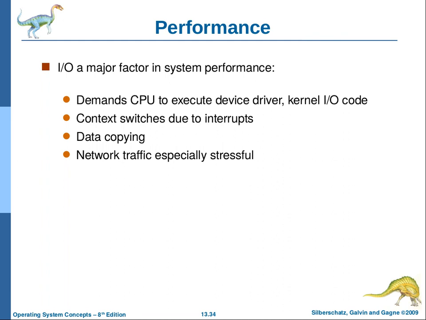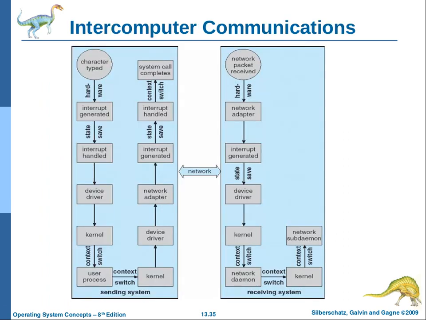As always, I/O is a major factor in system performance. Remember, disks are really slow, so we need to figure out the best way to keep performance up. Also, context switches are very slow, so don't forget that. Data copying: if you have to copy data too many times, it's going to slow your system down. And network traffic is pretty much erratic from an OS standpoint.